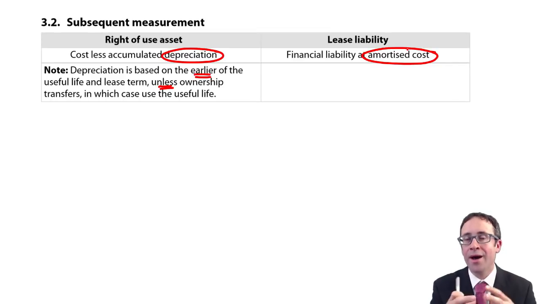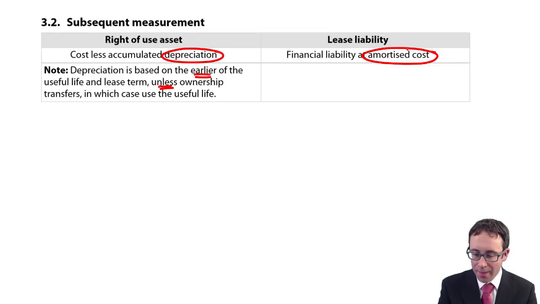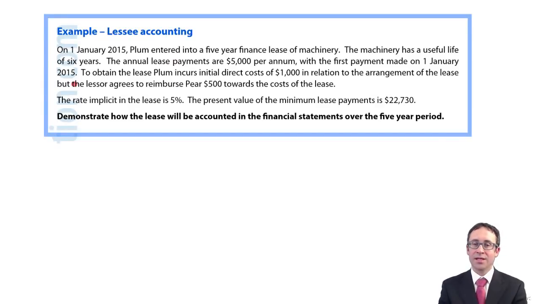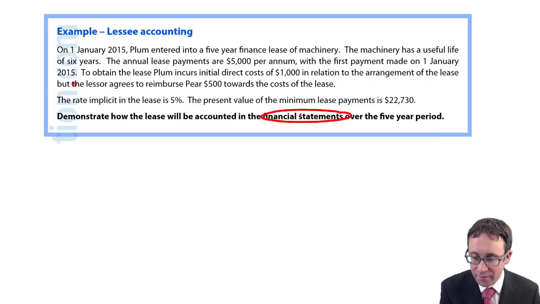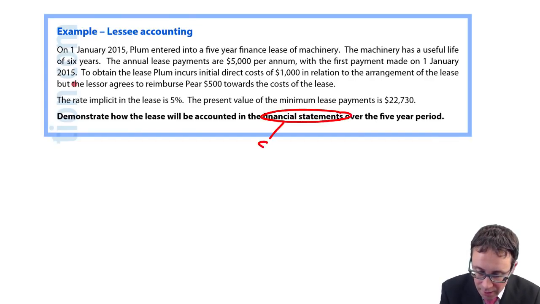Let's go through now and have a look as well at the actual example itself. Okay, so what have we got? Read the requirement first. It says demonstrate how the lease will be accounted for in the financial statements over the 5-year period. So again, financial statements, I'm thinking SFP.